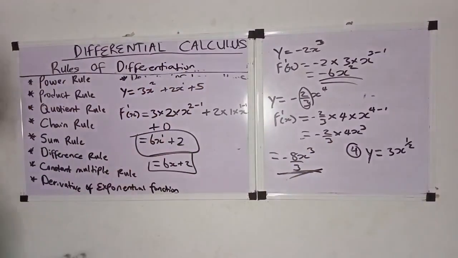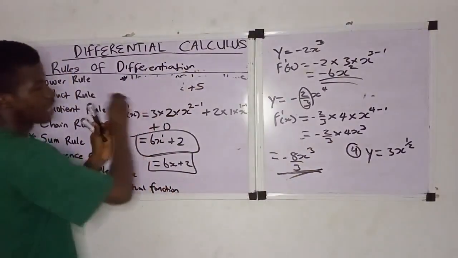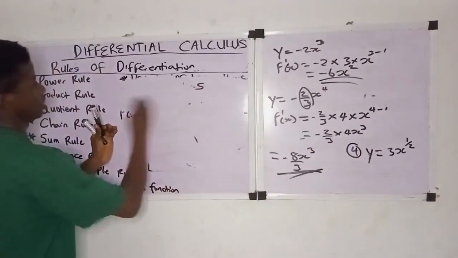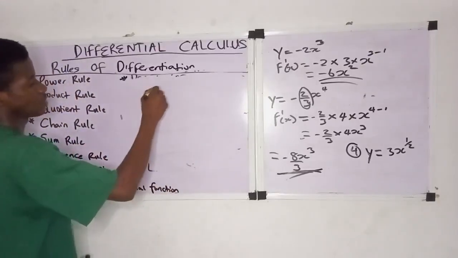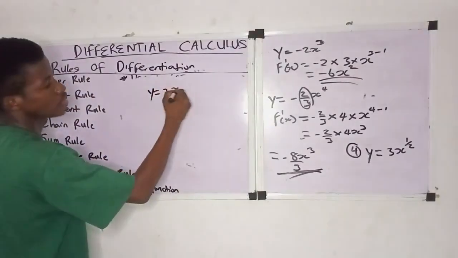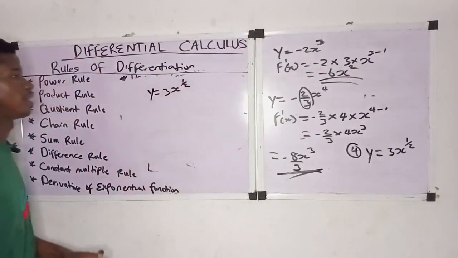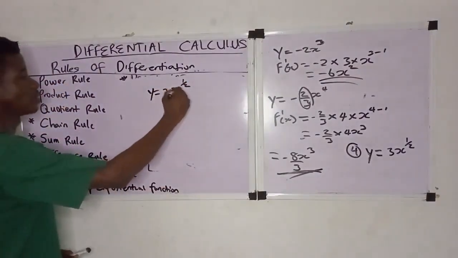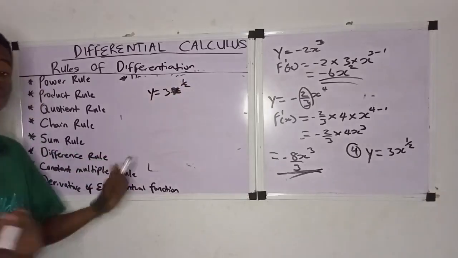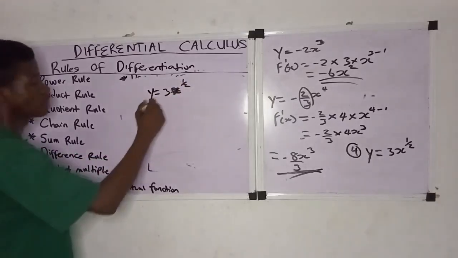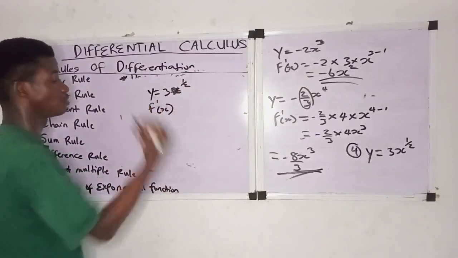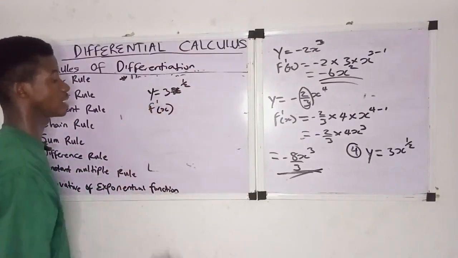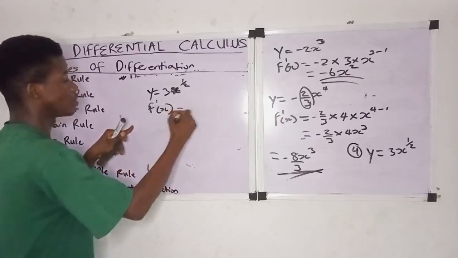Okay, now let's move to the last part, which is question 4. So question 4 says y is equal to 3x raised to power half. How are we going to do this? Very easy. Same thing. We differentiate y with respect to s, right? We can say f of s is equal to what?